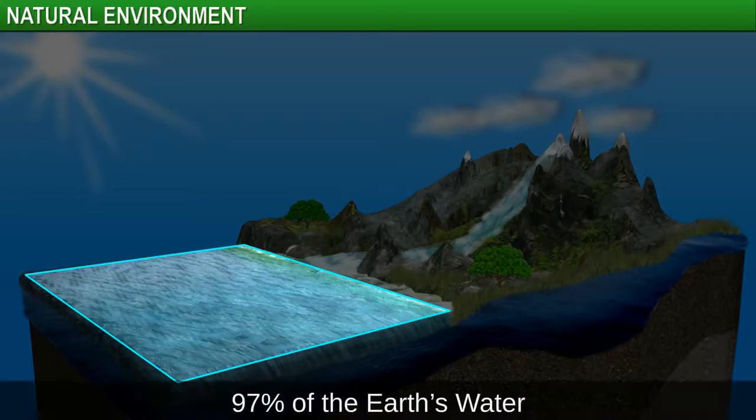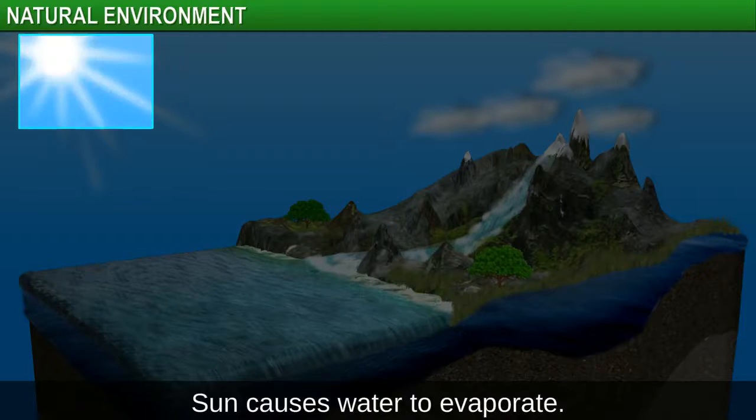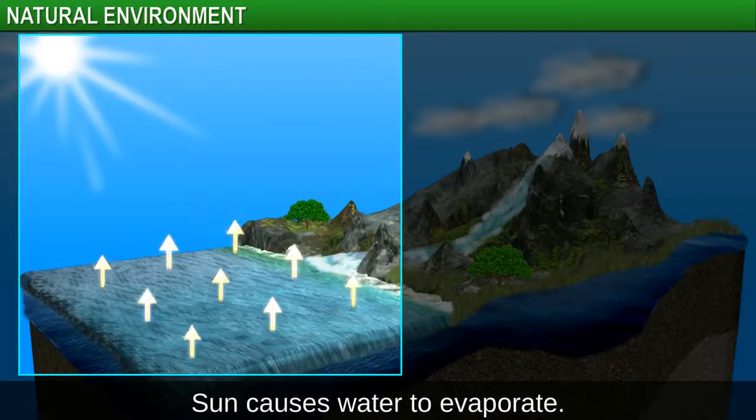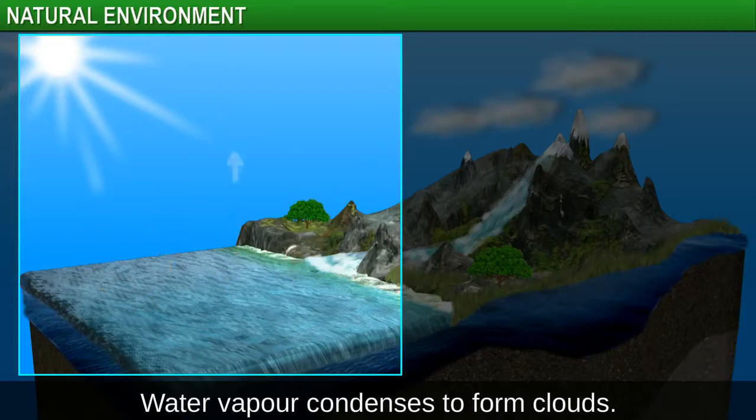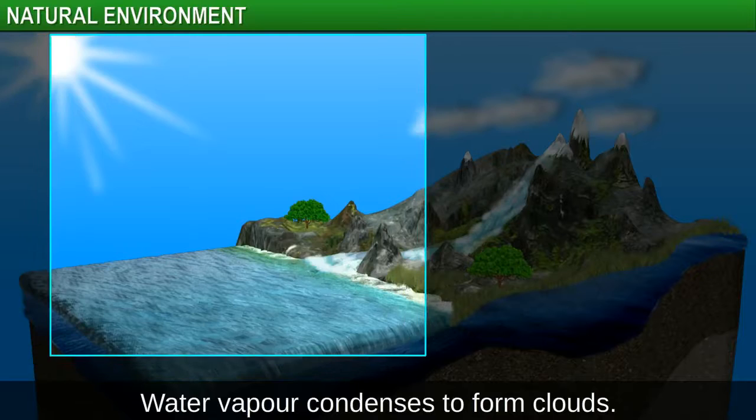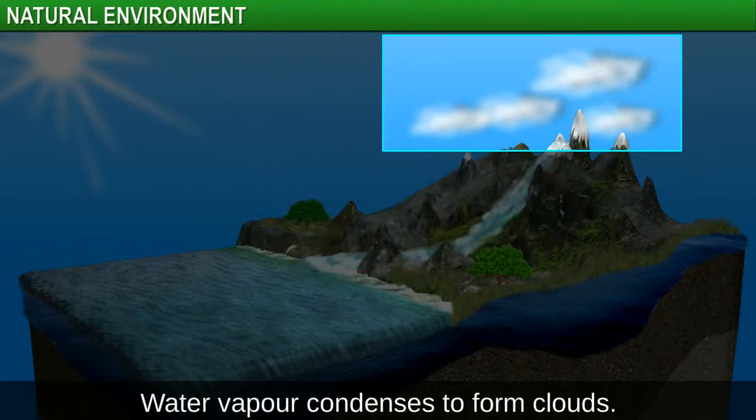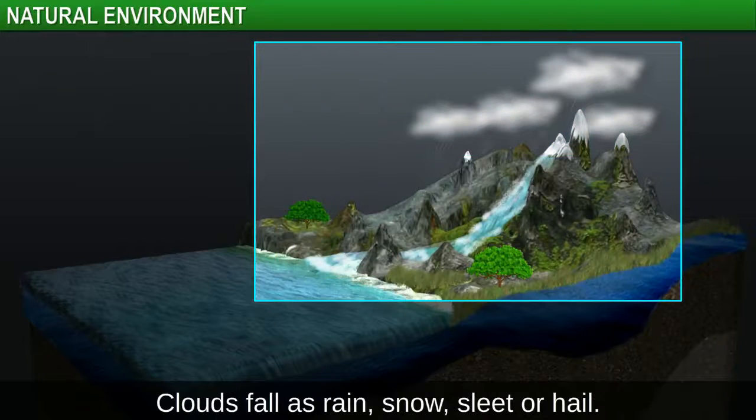The oceans hold 97% of the Earth's water. The sun causes the water from the oceans to evaporate. The water vapor rises and condenses into small droplets that cling to tiny dirt particles. This causes the formation of clouds. Clouds stay in this condition until they fall as rain, snow, sleet, or hail, depending upon the temperature of a region.